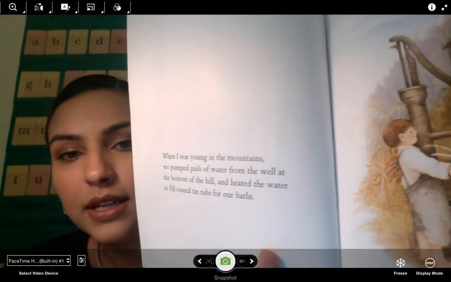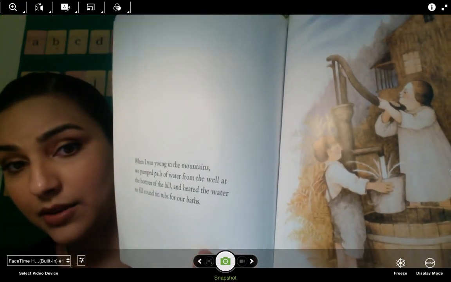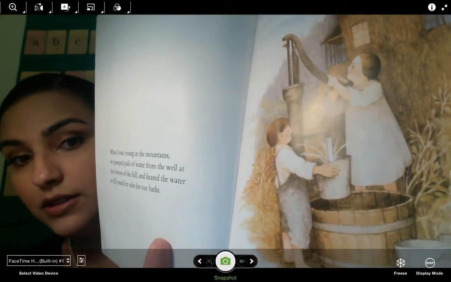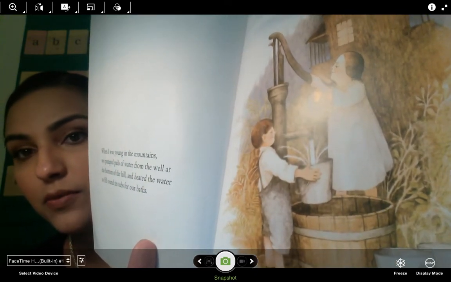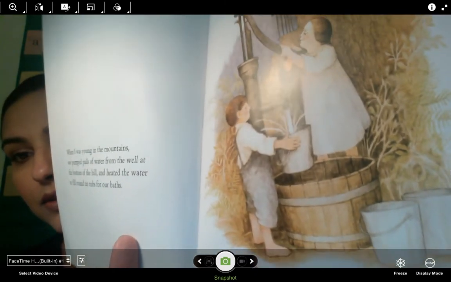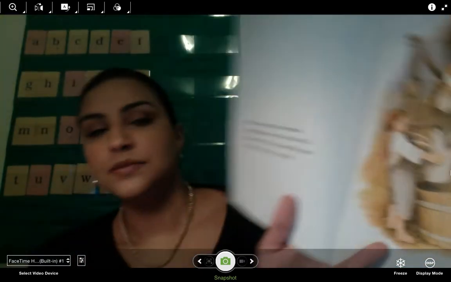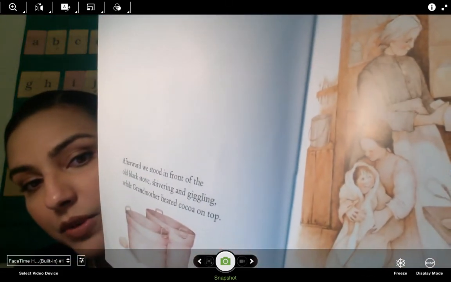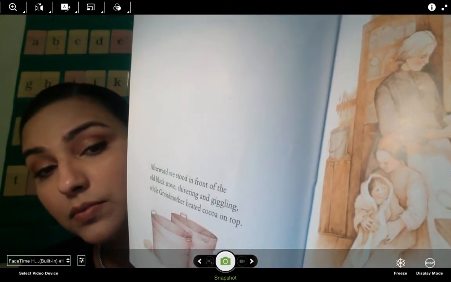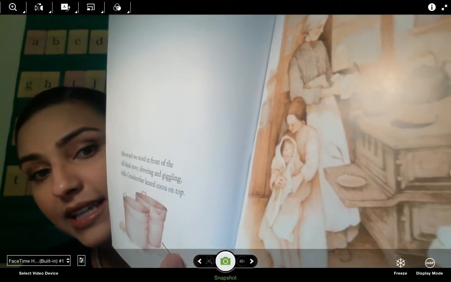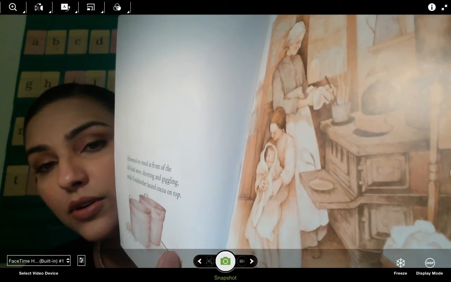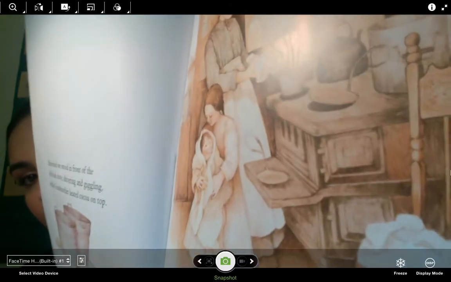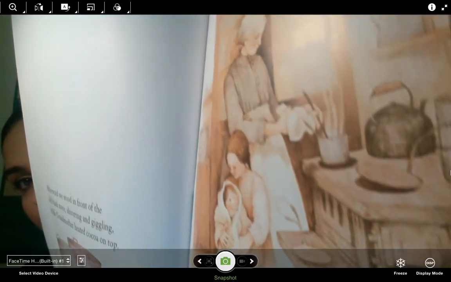When I was young and in the mountains, we pumped pails of water from the well at the bottom of the hill and heated the water to fill round tin tubs for our baths. Afterward, we stood in front of the old black stove, shivering and giggling while grandmother heated cocoa on top. Check out their faces again.